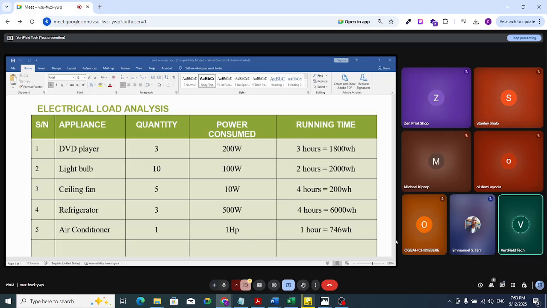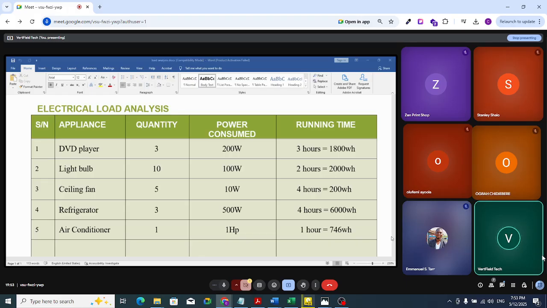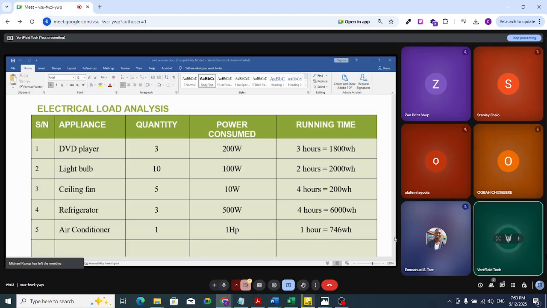Quantity of appliance multiplied by the power consumed multiplied by the running time. So let us proceed. For the DVD player, 3 multiplied by 200 by 3 gives you 1800 watt hour. For the light bulb, 10 multiplied by 100 by 2 gives you 2000 watt hour.